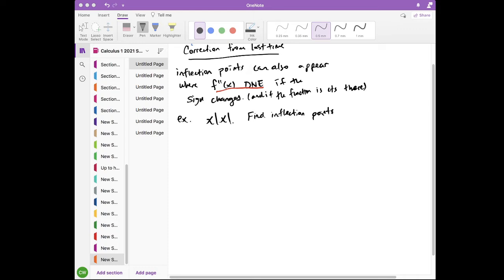So how do you deal with the absolute value? Remember how to deal with that? What is absolute value of x? Can someone tell me what absolute value of x is? It's a piecewise function. Something happens at 0. What is absolute value of x when x is negative?